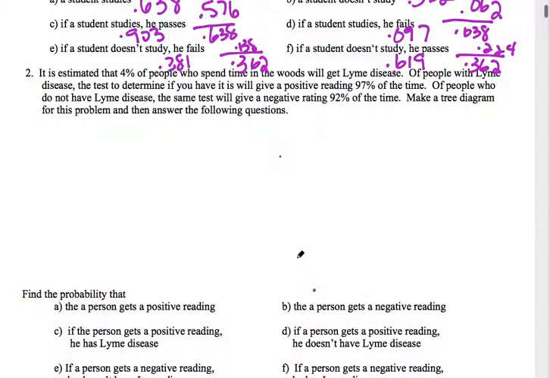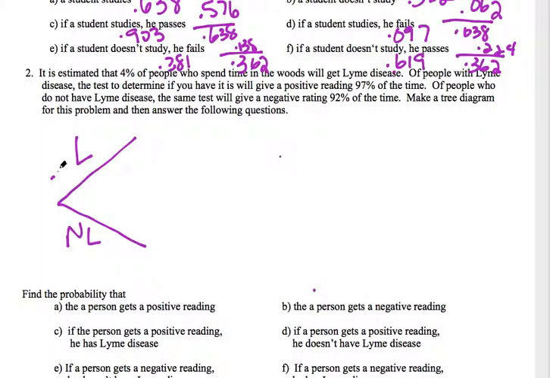4% of people who spend time in the woods will get Lyme disease. So it'd be great to pause the video, and then I will go through how you write the tree diagram, and you do it first and then see if you get it right. Okay, so Lyme disease, not Lyme disease. So we'll say Lyme disease, no Lyme disease.